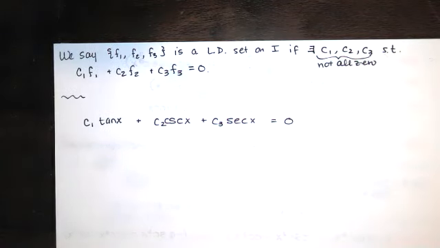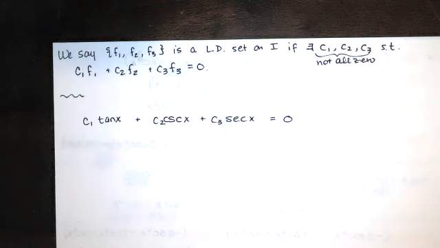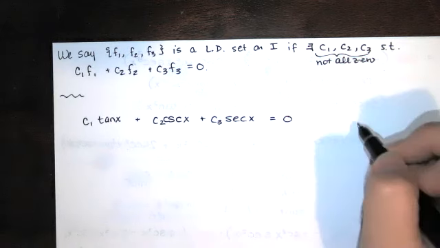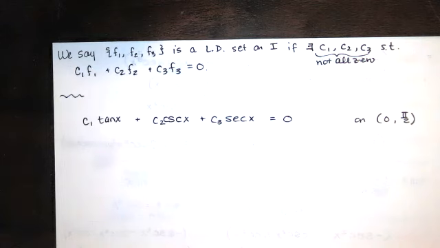So you might say to yourself, is there any combination of these three functions that you could add together to get 0? And I don't think there is. And we're on the interval from 0 to pi over 2. That was given to us at the very beginning of the problem statement. I think the only way that you're getting 0 out of this is if all three of those are 0.